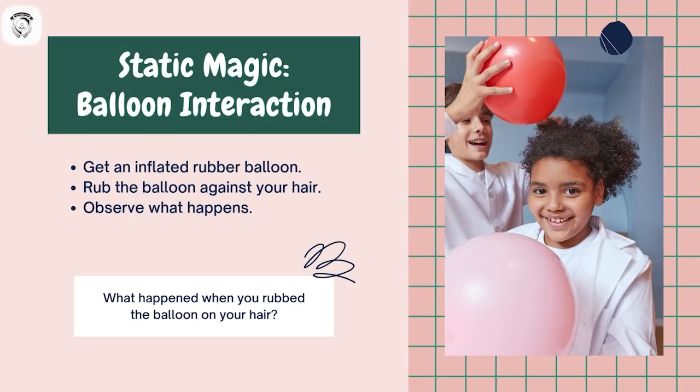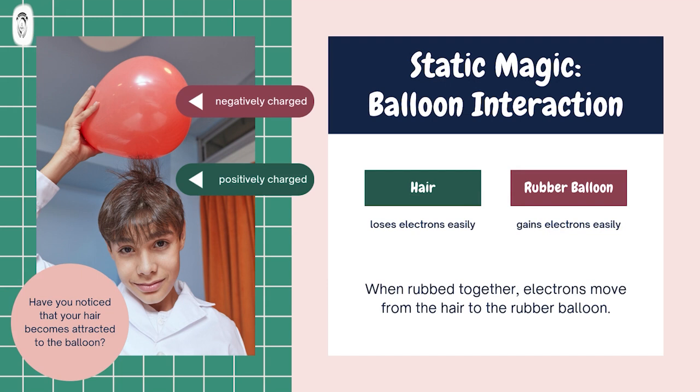Try an experiment. If you rub a balloon on your hair, you will notice that your hair sticks to the balloon. Why is it happening? It is happening because your hair is losing electrons and the balloon is gaining electrons. Therefore there is an attraction which causes the hair to stand up.